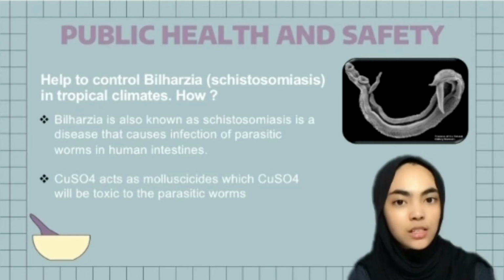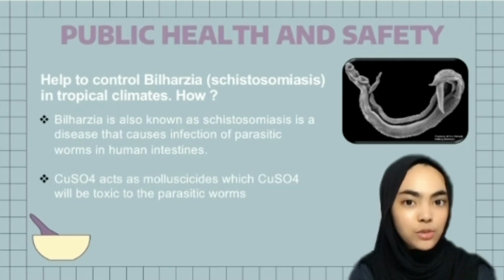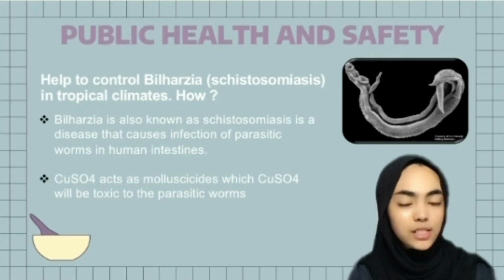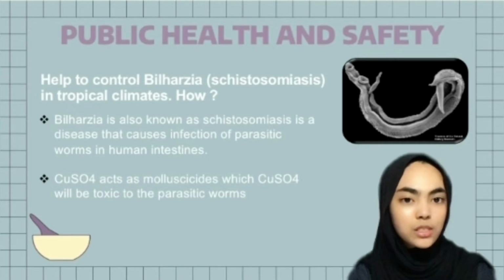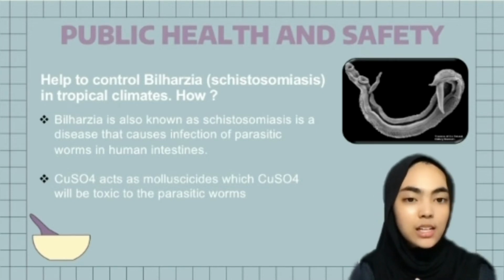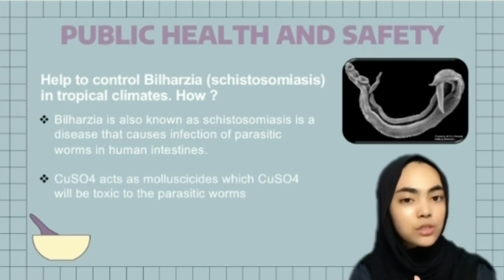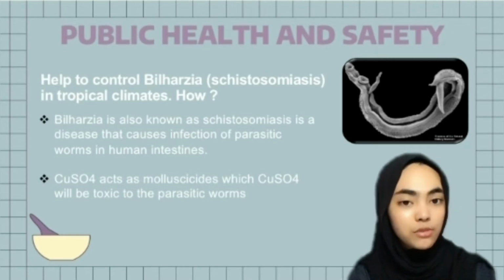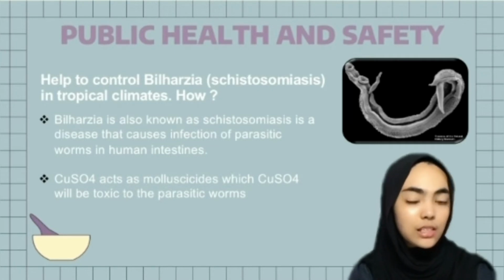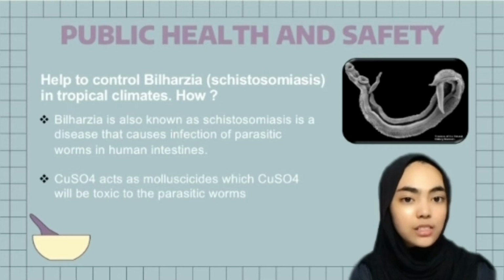Bilharzia is also known as schistosomiasis, which is a parasitic disease that causes infection in the human intestines. According to the WHO, the World Health Organization, this disease has affected almost 700 million people worldwide. In fact, more than 70 million people who live in endemic areas have been affected by this disease. This infection is almost prevalent in tropical areas.